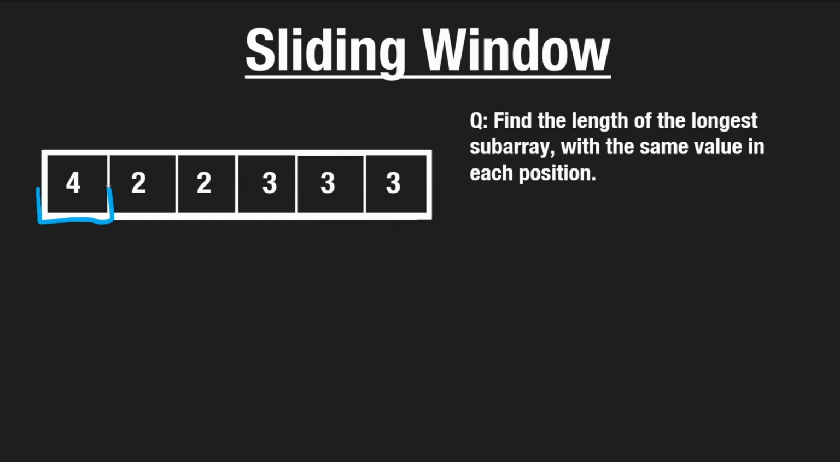Here we just have a single 4. There's no duplicates next to it. Here we have 2 2s, and here we have 3 3s. Of course, the longest window is this one.